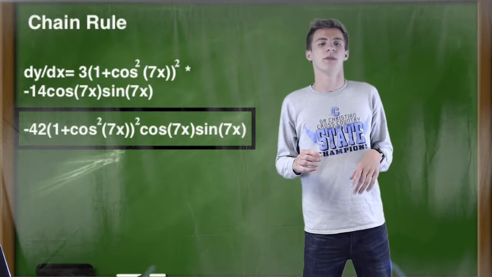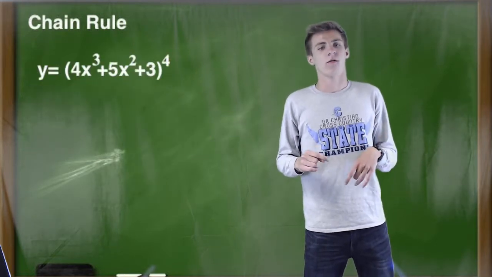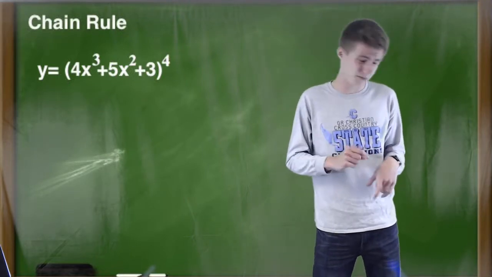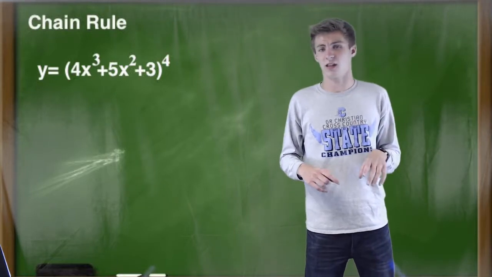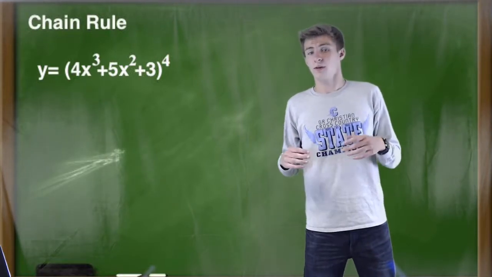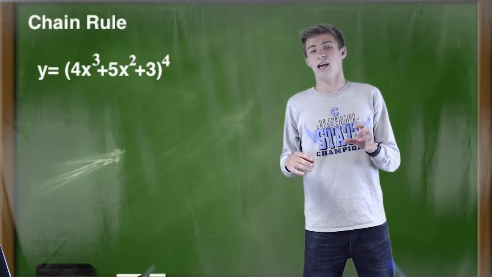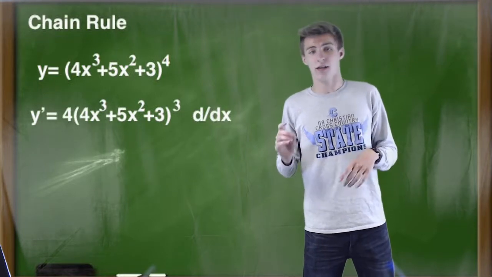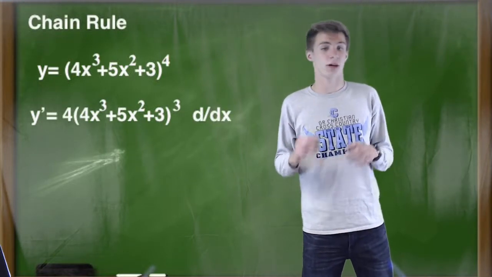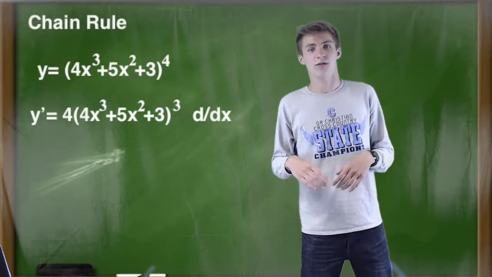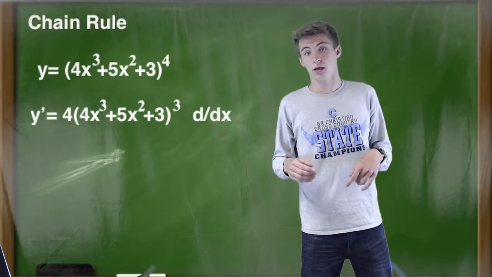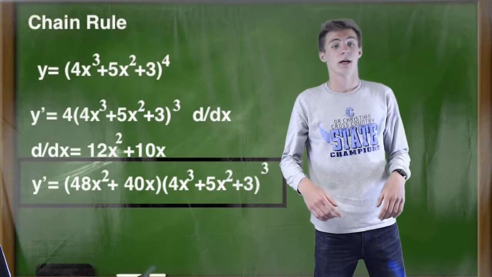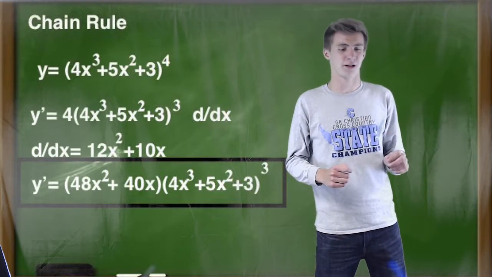So let's go back to the function y = (4x³ + 5x² + 3) raised to the 4th power. We can see that the outside function is the 4th power. So the derivative of the outside function, keeping the inside function the same, is 4 times (4x³ + 5x² + 3) cubed. And the derivative of the inside is 12x² + 10x. Now, once we multiply and simplify, we get a final answer of a very complicated function by using the chain rule.